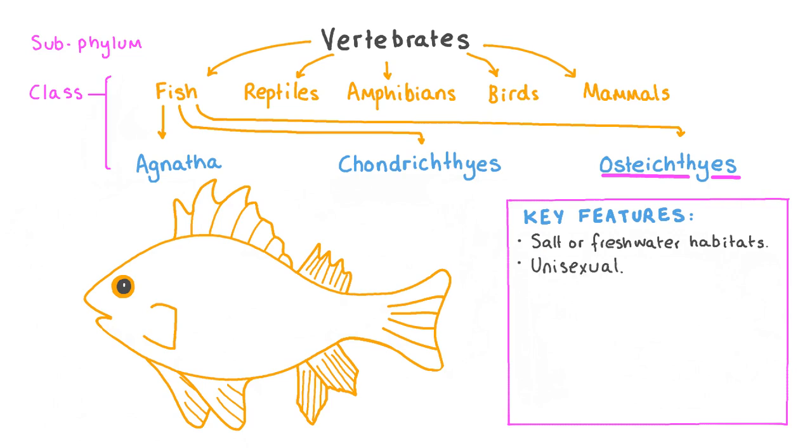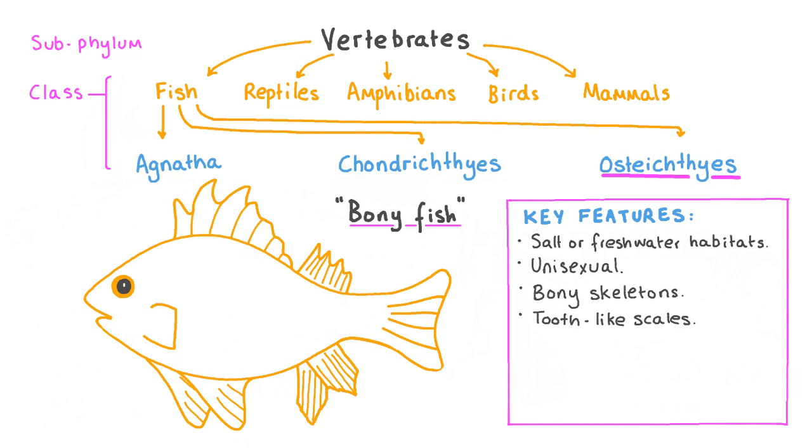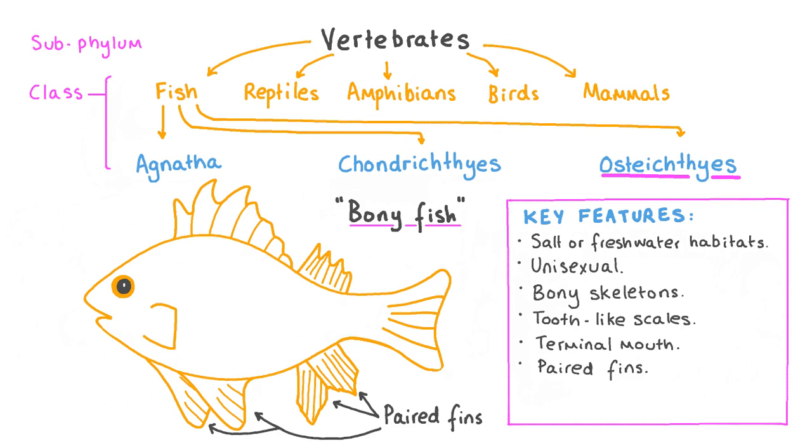Like Chondrichthyes, these fish tend to be either male or female, but they differ in other distinct physical features. For example, osteichthyes species are sometimes called bony fish, as they have a bony skeleton, instead of the cartilaginous skeletons of the other two classes. The scales which cover the bodies of these bony fish are flat, translucent, and smooth, and are sometimes referred to as tooth-like. These fish also have terminal mouths, which means that their mouth is located at the head end, or anterior end, of their body. Like Chondrichthyes, osteichthyes also have paired fins.